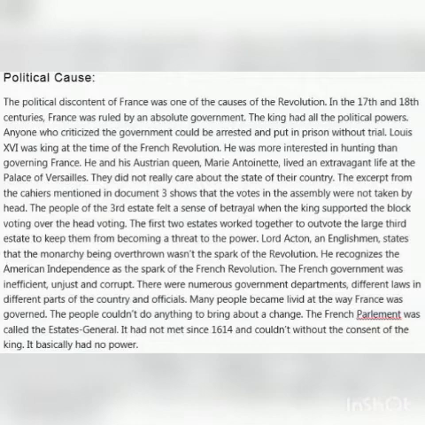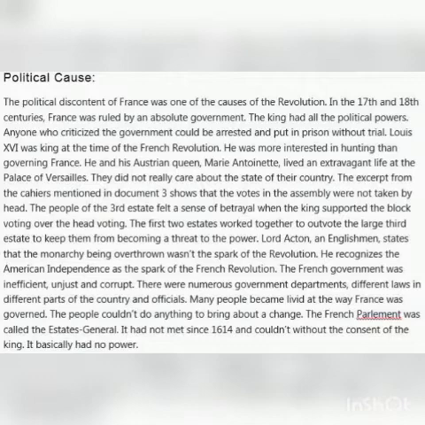The excerpt from the cases mentioned in document 3 shows that the votes in the assembly were not taken by head. The people of the Third Estate felt a sense of betrayal when the king supported block voting over head voting. The first two estates worked together to outvote the large Third Estate to keep them from becoming a threat to their power.